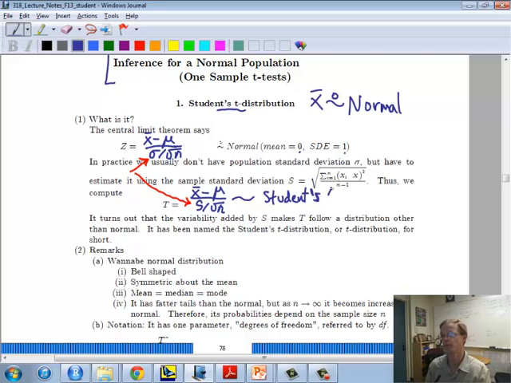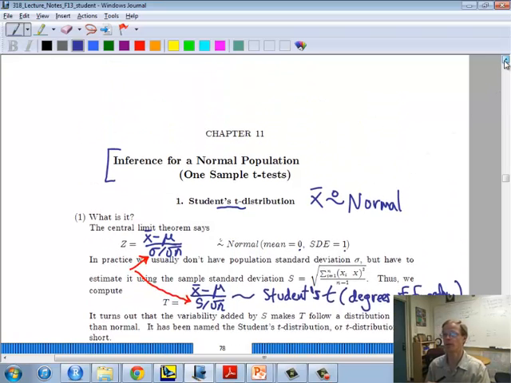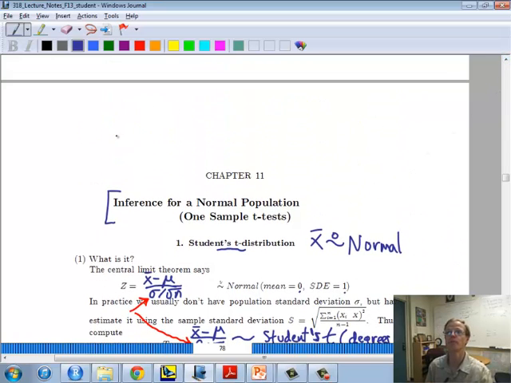But for now, student's t-distribution has one parameter. That parameter is called degrees of freedom. It's typically abbreviated with DF. And in this case, it's n minus 1, sample size minus 1.